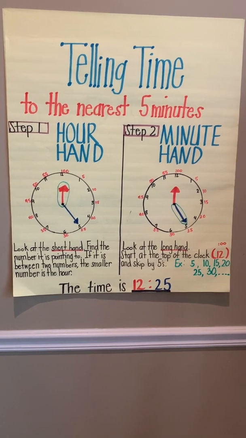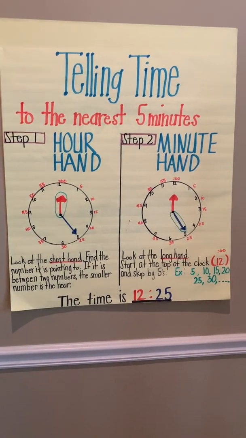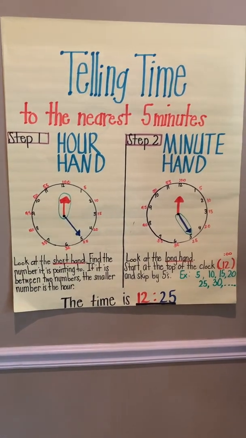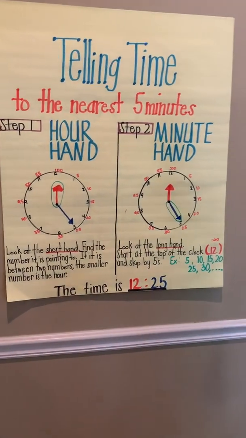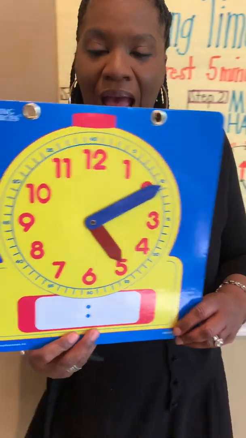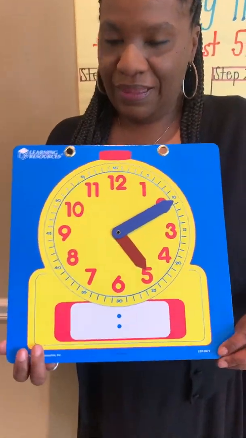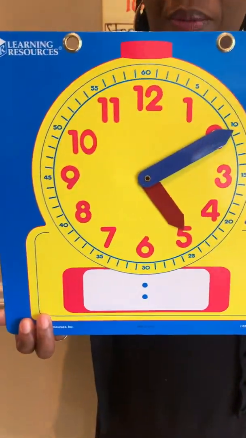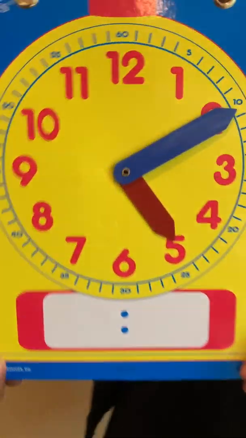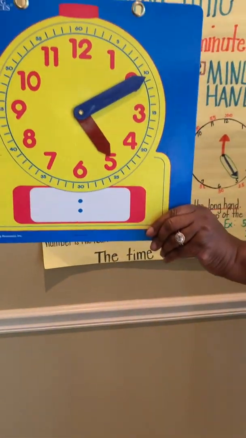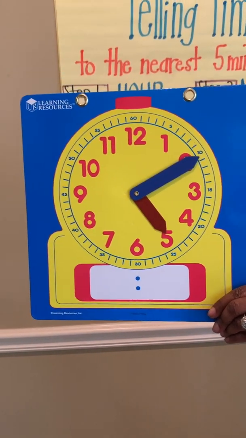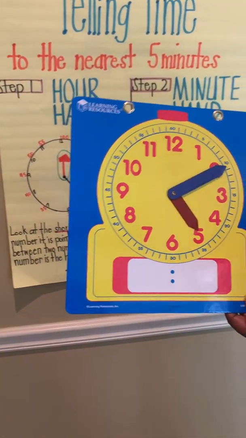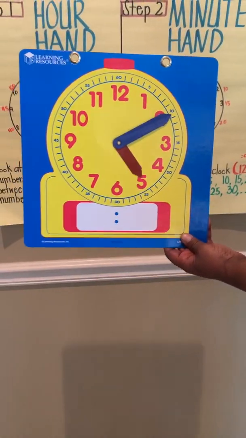Okay? So let's go ahead and actually tell time with some examples. Okay? Now, I'm going to take this clock. You're going to look at this clock for me. And we're going to follow the steps for telling time from our anchor chart. So let's look at this clock.